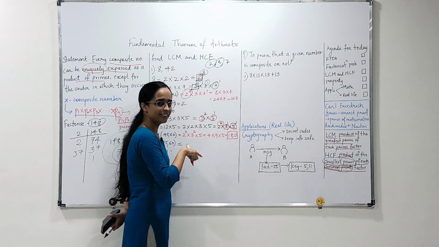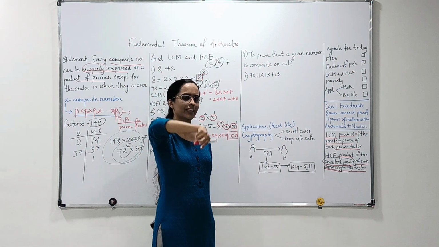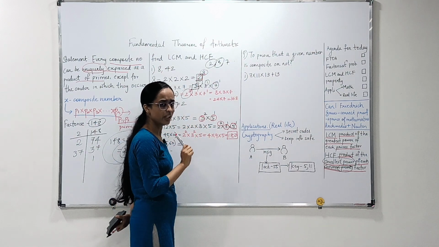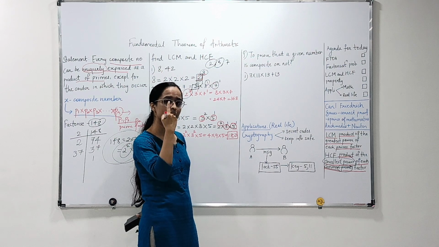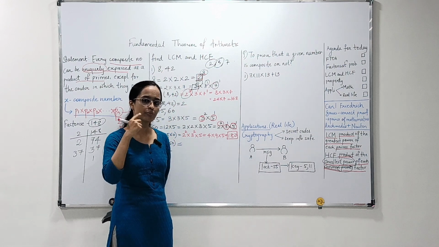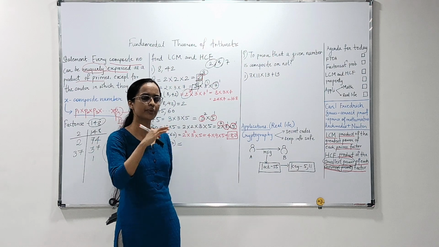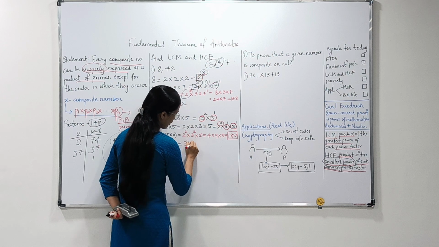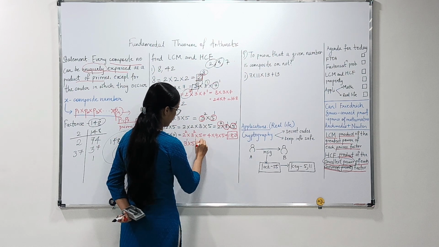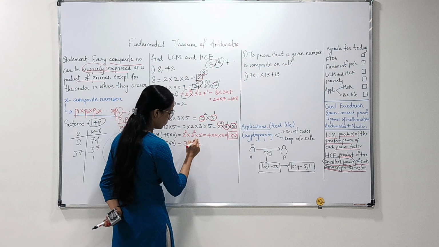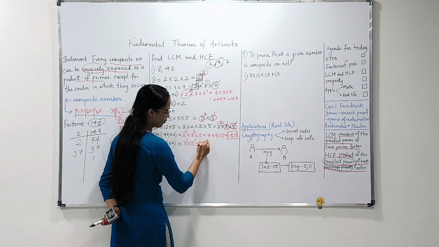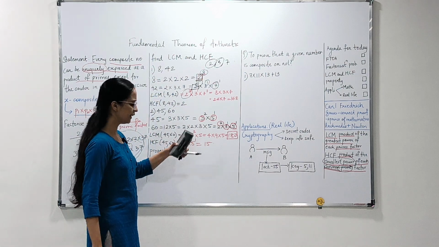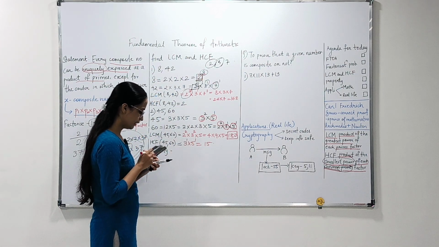Now in case of LCM we were taking the greatest power, but in case of HCF we are going to take the smallest power. So what is the smallest power of 3? In one number we have 3 square, and in the second number we have 3 raised to 1. So which of this are we going to choose? 3 raised to 1. You're absolutely right. Similarly, you have 5 raised to 1. So the highest common factor over here is 3 into 5, so that is 15. So this is the HCF of 45 and 60.